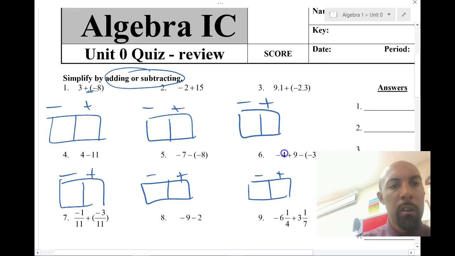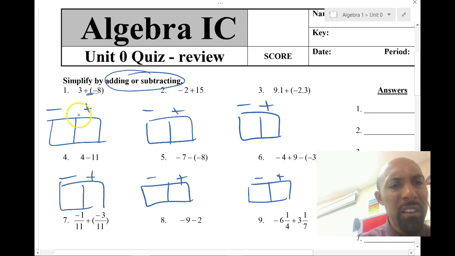Alright, so starting with number 1. Okay, so we have 8, which is negative, 3, positive. 8 minus 3. Okay, with numbers in different boxes, so 8 minus 3 is 5. Okay, and then remember the bigger number tells us the sign. 8 is bigger, so it's negative.